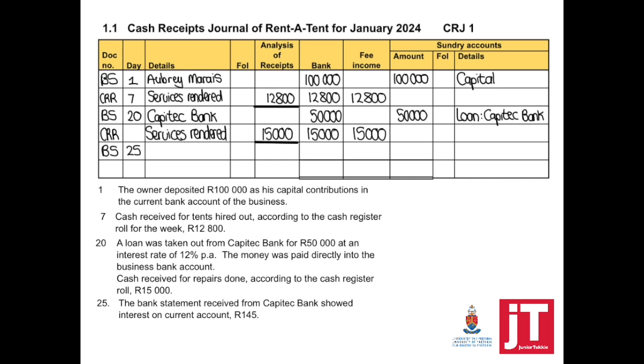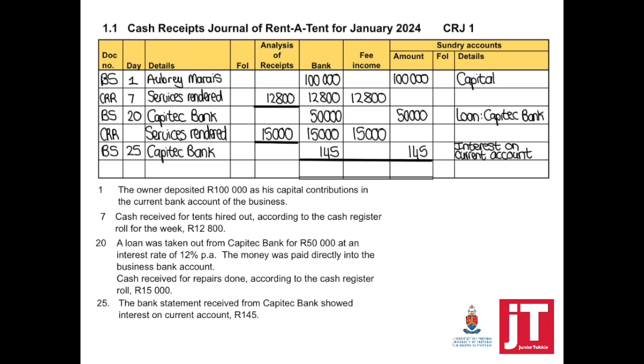From whom did we receive the money on the 25th? So you have to write the name of the bank, Capitec Bank. How much did we receive? 145. It goes directly to bank because my source document is bank statement. And then for what reason? This is called interest on current account.